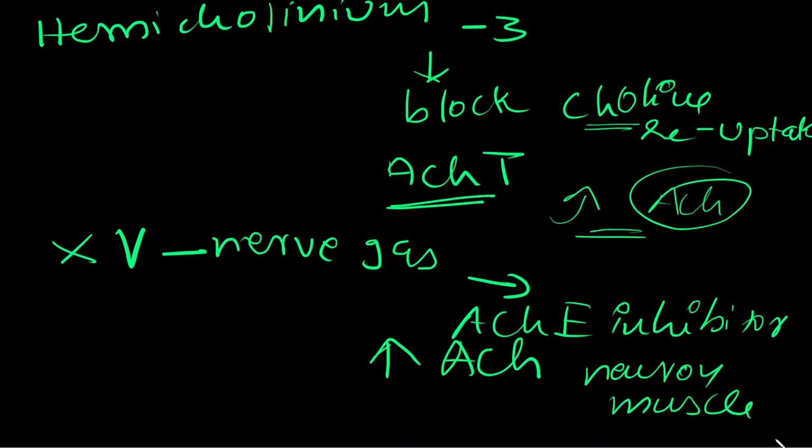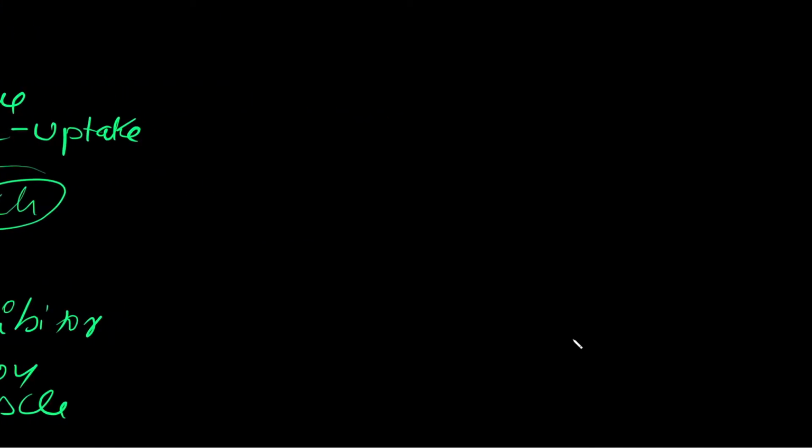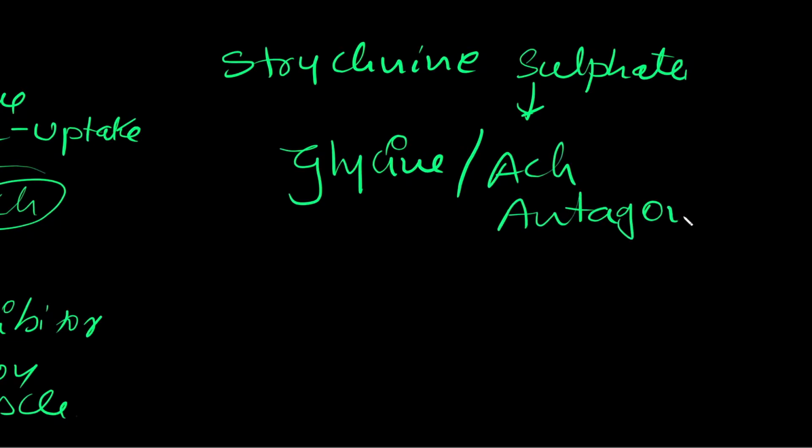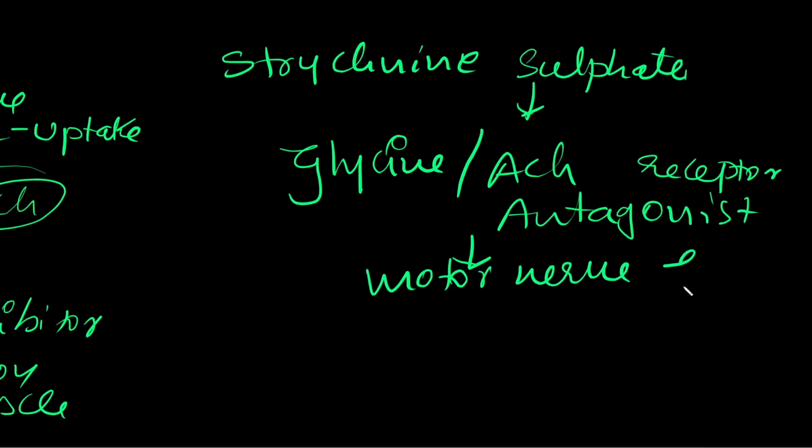Then strychnine sulfate. This acts by antagonizing, it is a glycine receptor antagonist. It shows its effects via this mechanism on motor nerve fibers in the spinal cord.